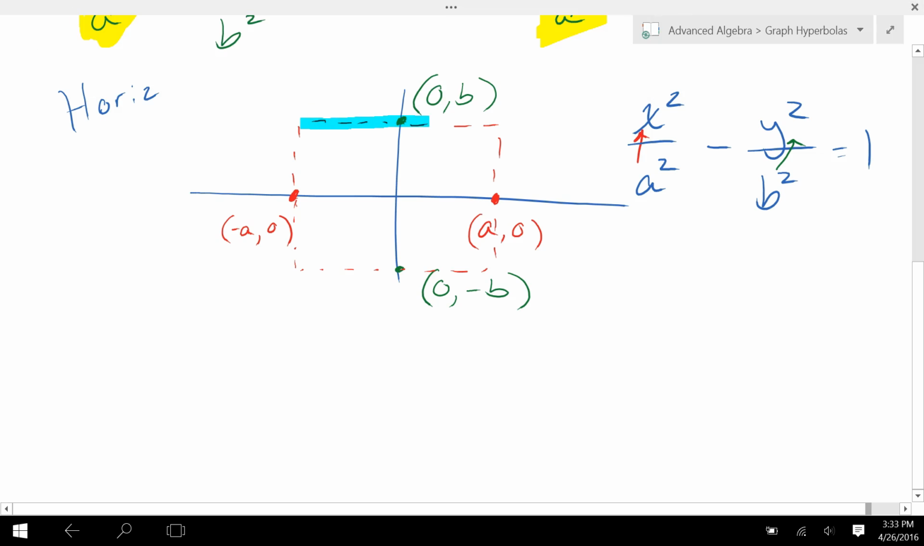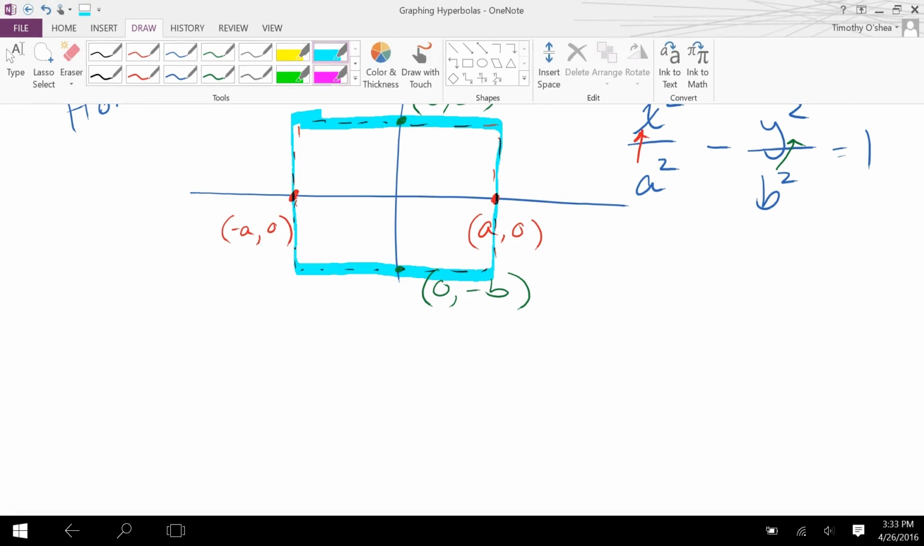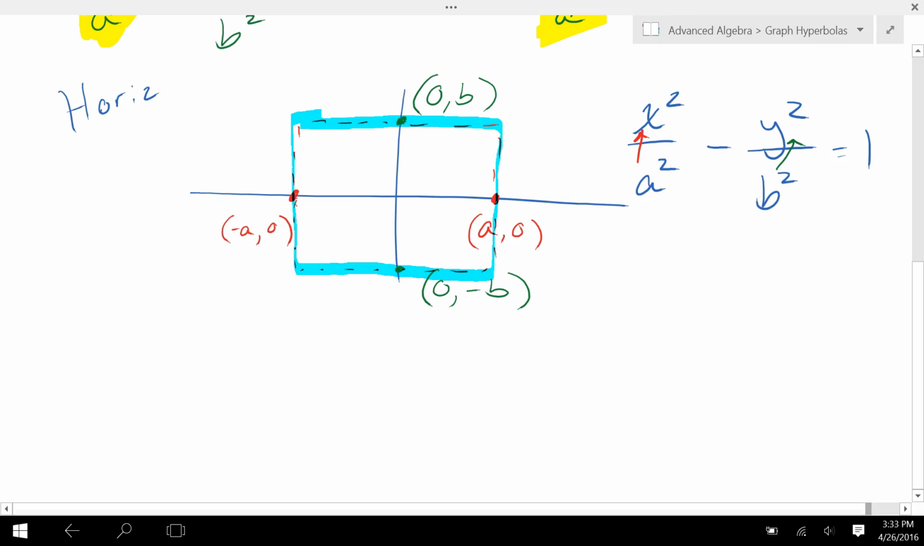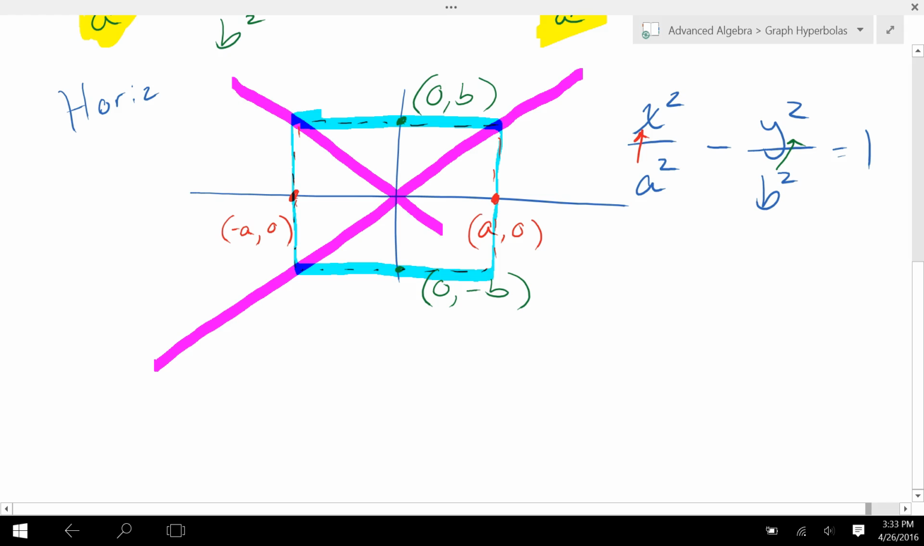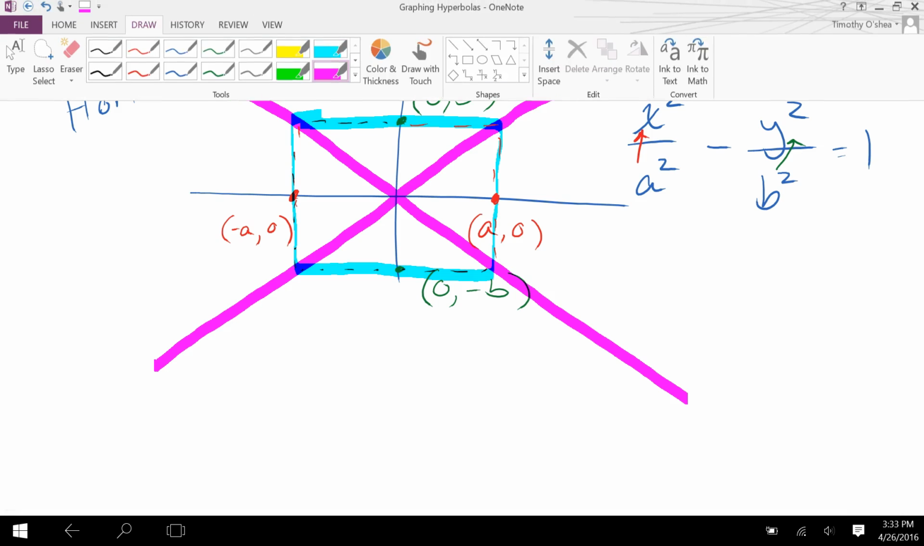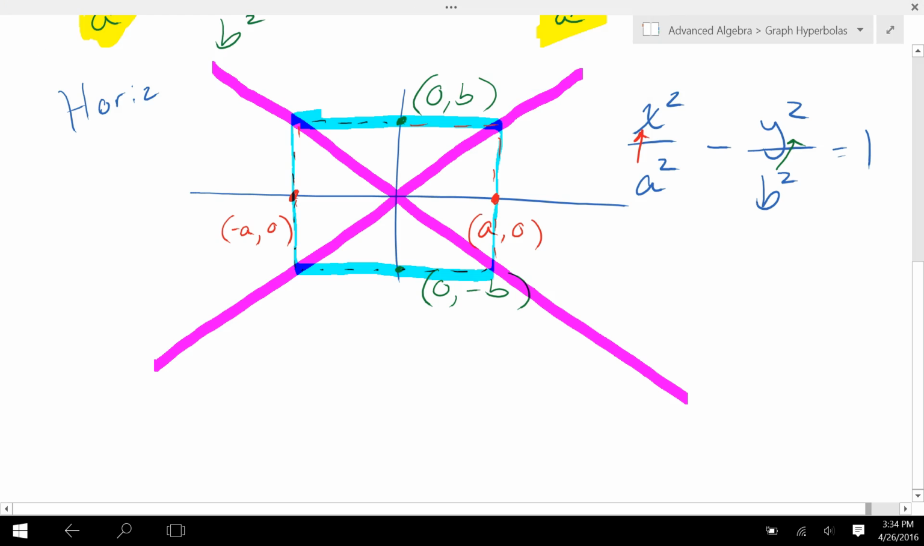All right, next piece is we're going to go ahead and take that box that we created, and we're going to connect the opposite diagonals of the box. So we're going to draw a big diagonal through it, and we're going to extend it past the box. We're also going to do it to the other side. We're going to draw a diagonal through the box. Again, these are not actually part of the graph. They're just guidelines for the graph, but they help us determine how wide and how narrow the graph is.